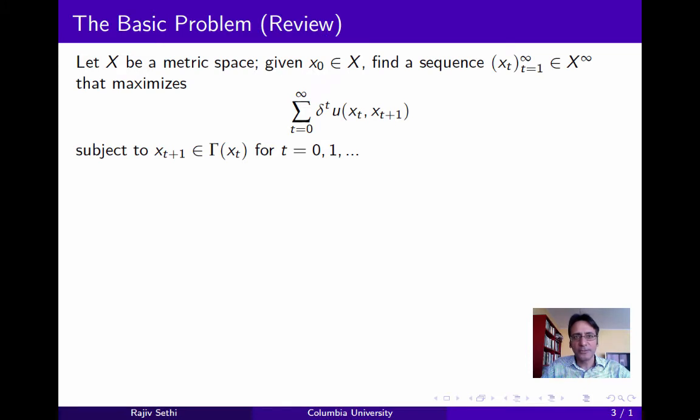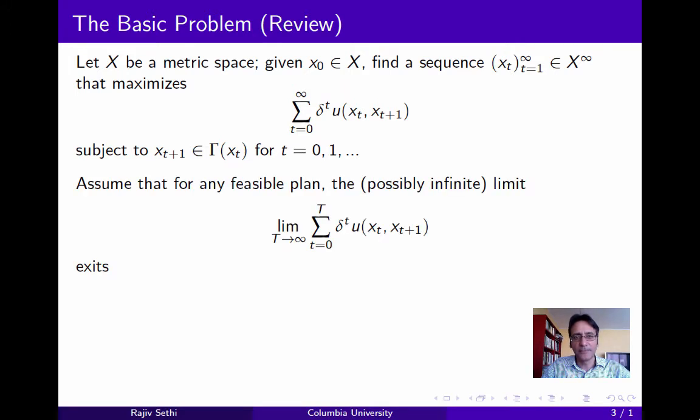So let's quickly review the basic problem. We have a metric space X, an initial state x0 in X, and the problem is to find a sequence xt that maximizes the sum of discounted one-period returns subject to the transition correspondence gamma. And we're assuming that for any feasible plan, the limit as t goes to infinity of the sum of discounted one-period returns up to t exists, although we allow for the possibility that it's infinite.